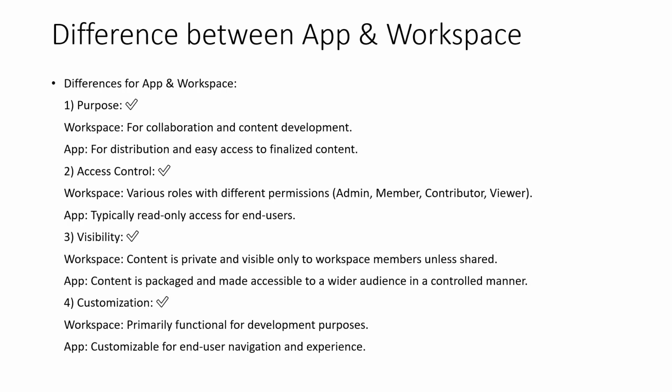So the first thing in the difference between app and workspace is purpose. In purpose, workspace is mostly for collaboration. In our workspace, we add the emails of our clients and our team members. So in a shared workspace, we publish the report in a particular workspace. If anyone has access to that workspace, they will go and see the reports. App is mostly for distribution and easy access to finalized content.